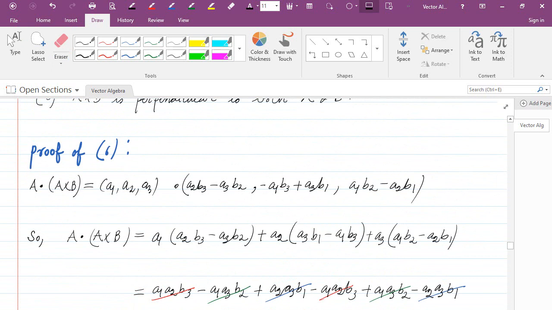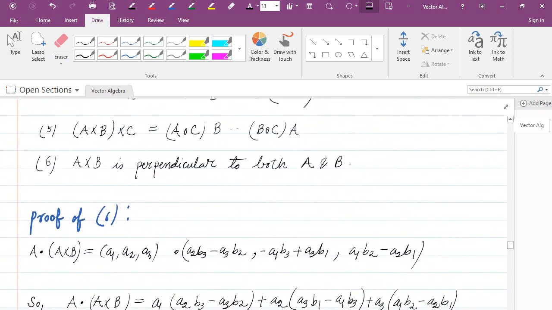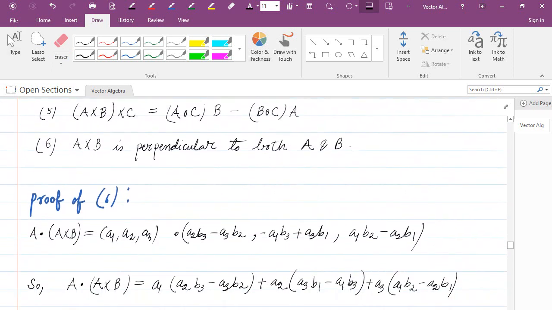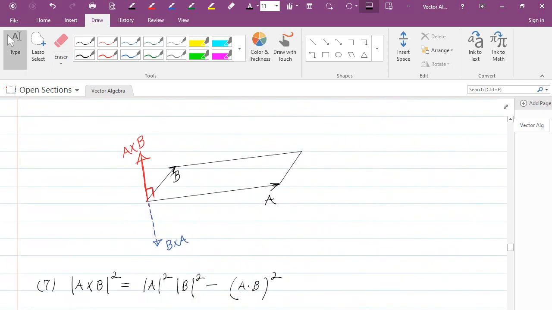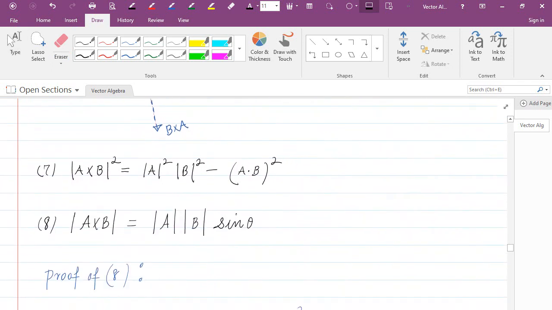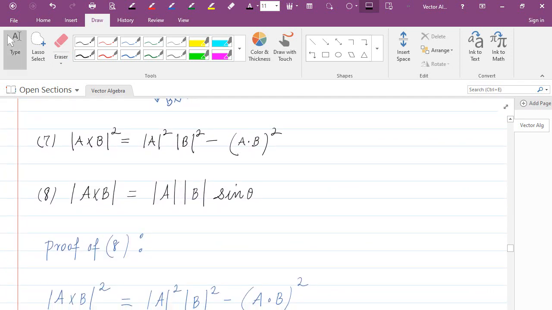Okay, so that was property number 6, that a cross b is perpendicular to both a and b. And then we also know how to find the direction of a cross b by using the right-hand rule. Here is property number 7. Property number 7 says that the length of a cross b squared is the same as the length of a squared times the length of b squared minus a dot b squared.